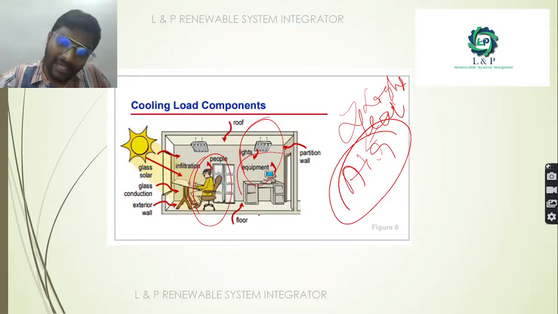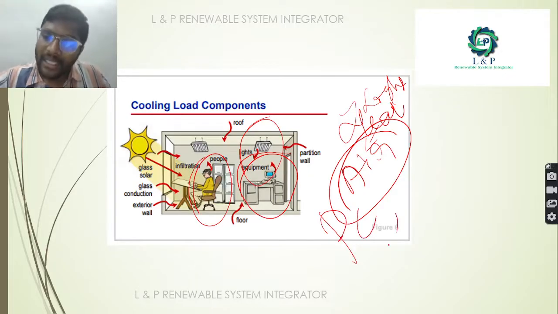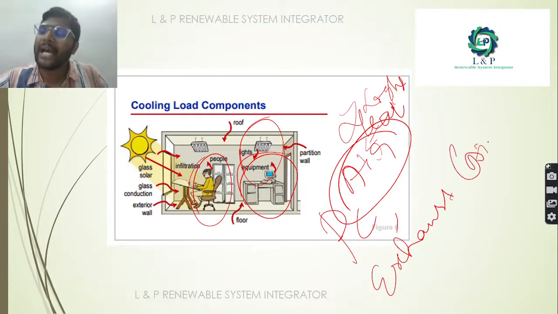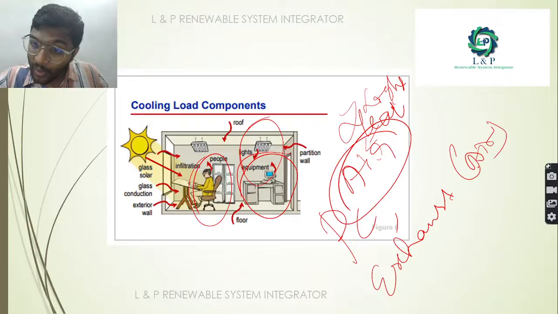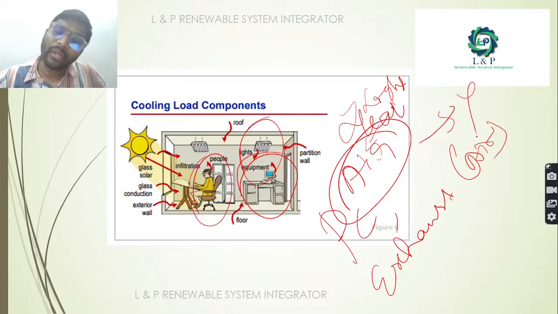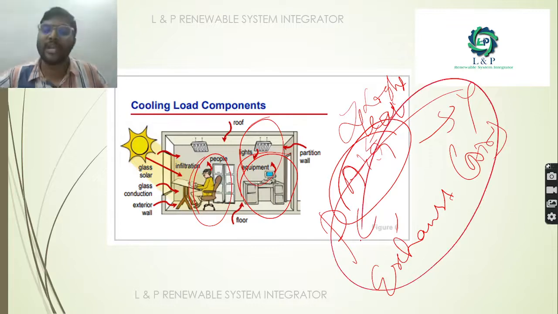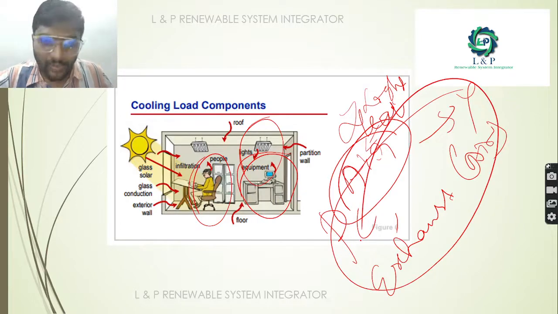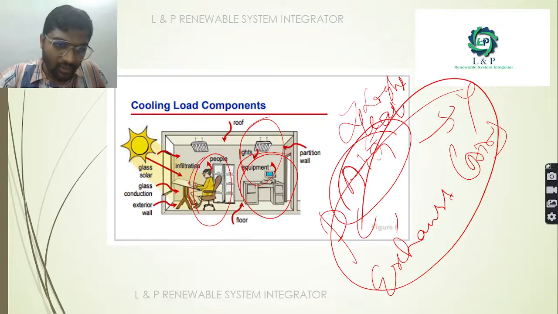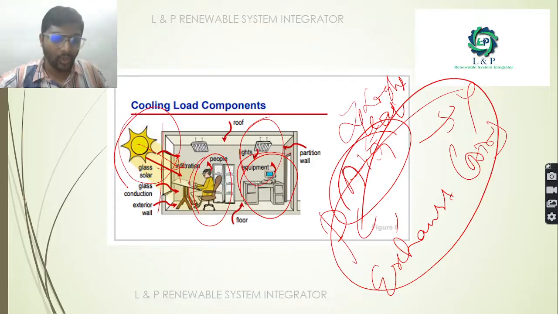Second, there will be some equipments. If you have a PC, or an exhaust fan inside, it will be exhausting some hot air outside. It is also considered a load, as it is going to affect the temperature, so it is our duty to maintain that temperature and cool down those equipments also. And most importantly, we have some glass doors, and if sunlight enters inside, it also will act as a load.